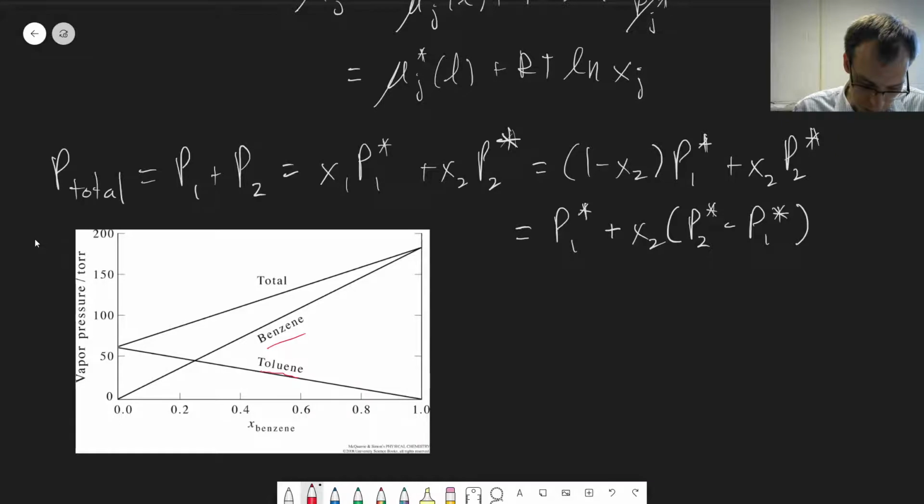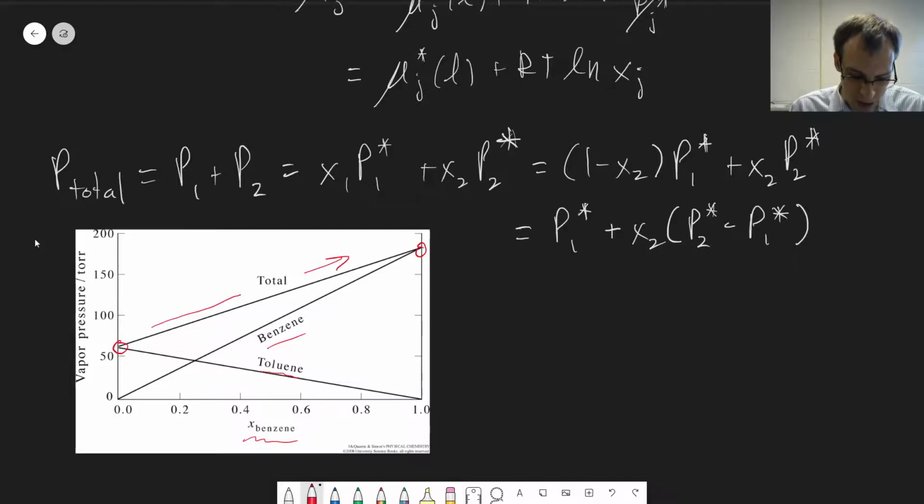Our total vapor pressure will just increase as we increase the amount of benzene. Benzene has a higher vapor pressure, so our x-axis here, getting used to looking at these sort of plots, is the mole fraction of benzene. The point on the far right is the vapor pressure of pure benzene, and on the left is the vapor pressure of pure toluene. Benzene is more volatile than toluene, so as we have more benzene in the solution, the overall vapor pressure will increase. And as we have less benzene and more toluene, the vapor pressure will decrease overall for the solution.